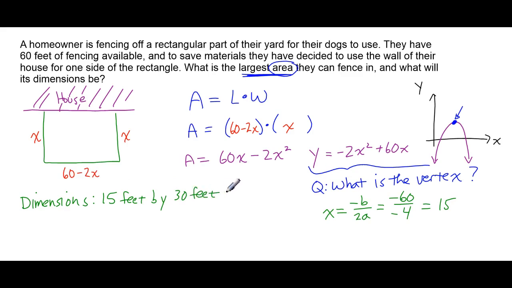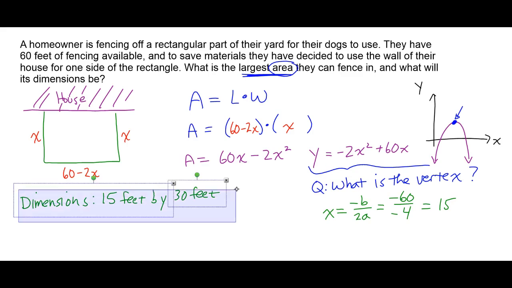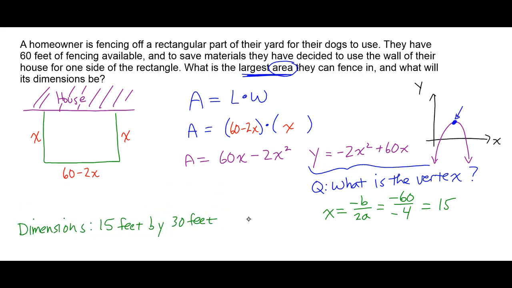This would not be an adequate answer. Remember, with word problems, you should always read them one more time at the end. The question here says, what is the largest area they can fence in, and what will the dimensions be? We've done the and part. This is what the dimensions will be, but we didn't answer the first part of the question. We have to say what the largest area is.